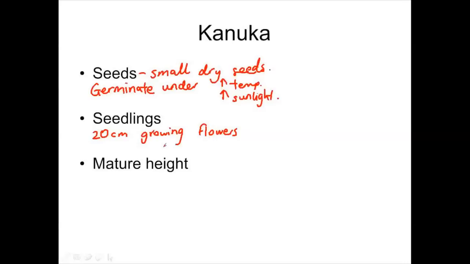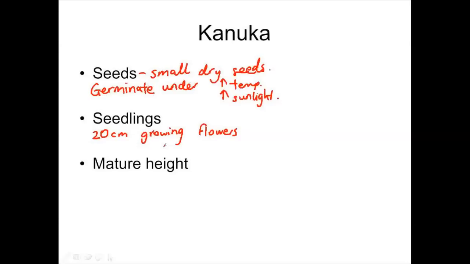So if one Kanuka establishes within a stage 3 forest, it just needs to grow to about 20 centimeters, then it can start producing flowers, producing seeds, and those seeds can spread, and very quickly the whole forest will be covered in these Kanuka seedlings.